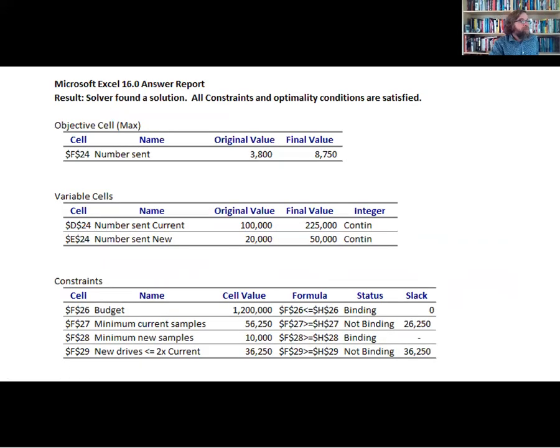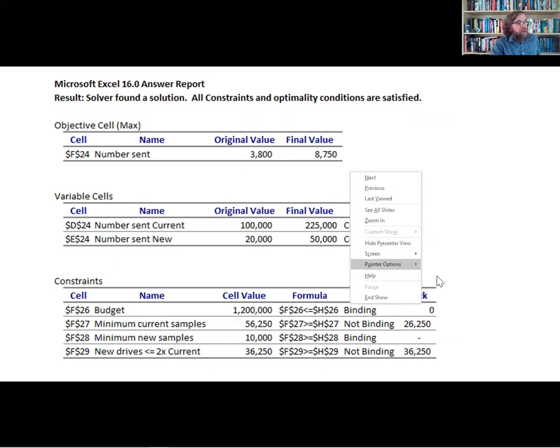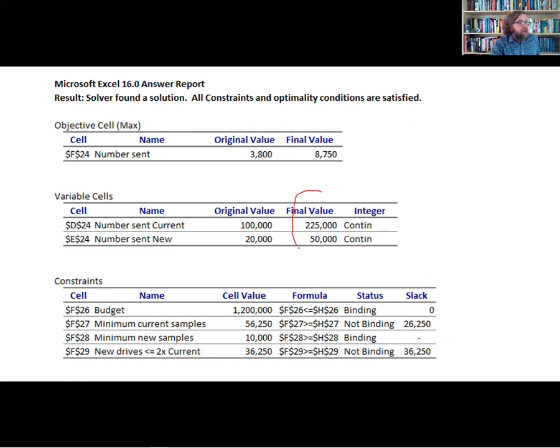When we solve it, we see that the final answer is the one that I was showing on the previous slide. Let's just see here if it's going to let me draw. Sometimes it doesn't. Okay, so the final answer is to reach out to 225 current customers and 50,000 new customers. And the number of new sales that we should realize as a result of this campaign is 8,750 new sales.